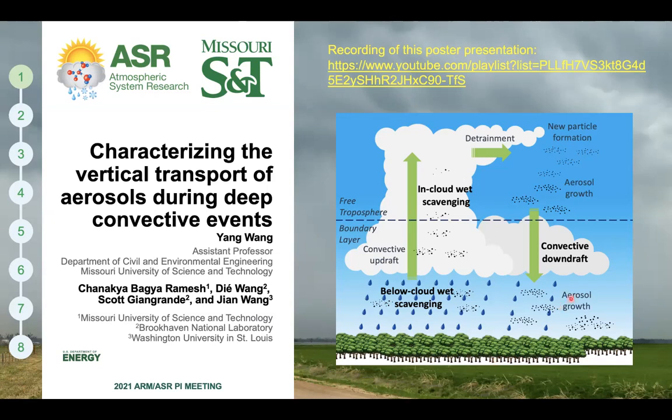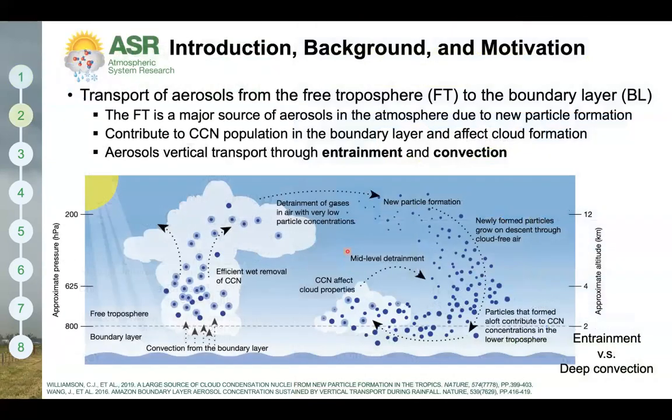I included a schematic diagram of our study, which shows the life cycle of aerosols during deep convection. Here we would like to focus on the convective downdraft of the aerosols from the free troposphere to the boundary layer, because we think that this convective downdraft may serve as an important source of aerosols in the boundary layer during pre-industrial conditions. The reason behind our hypothesis is that the boundary layer is generally a major source of aerosols in the atmosphere due to new particle formation.